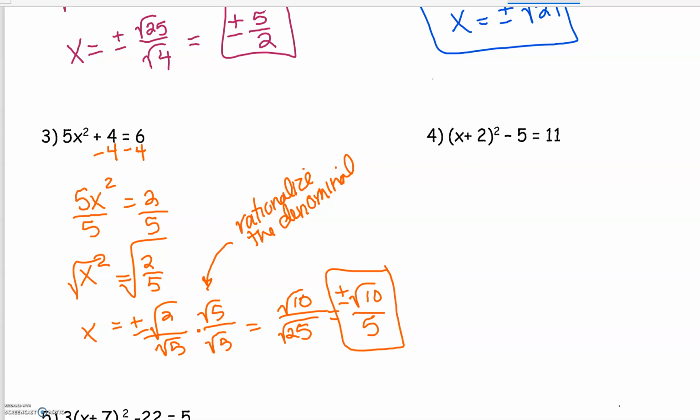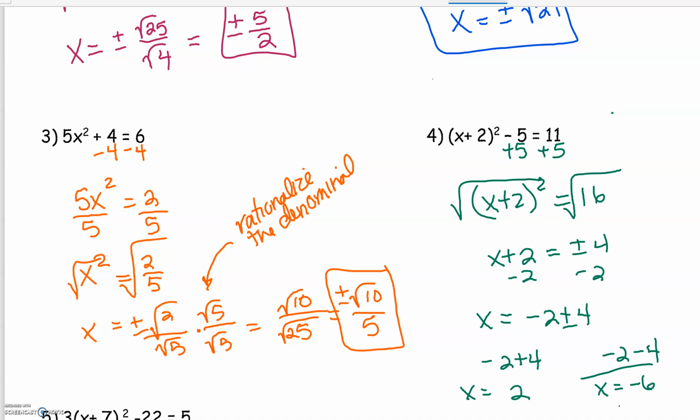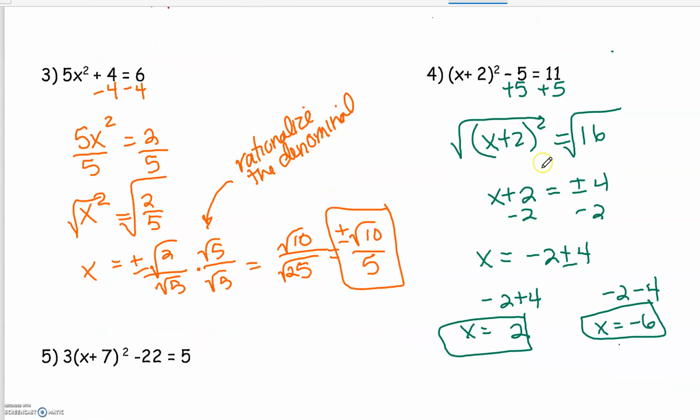All right, so over here, don't forget your plus minus, add 5. And then we're going to square root because this whole thing is squared. So plus or minus 4: x plus 2 equals plus or minus 4, and we're going to go ahead and solve. So subtract 2, and so I'm going to have negative 2 plus 4 and negative 2 minus 4. So my two answers are going to be 2 and negative 6.